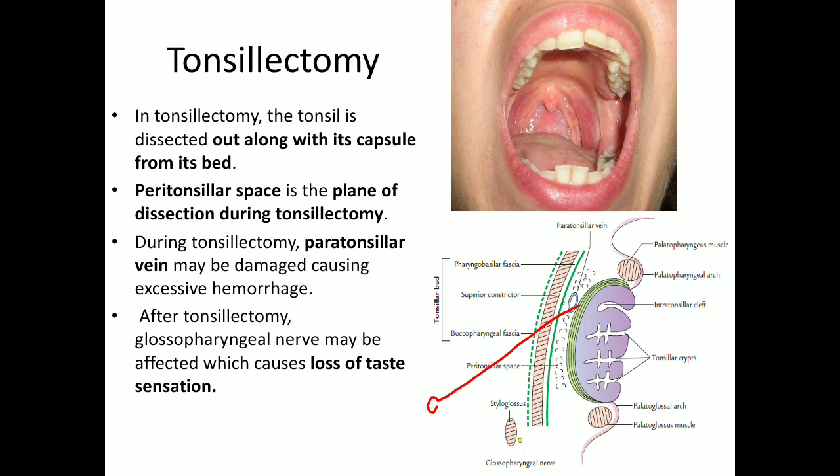So if there is excessive hemorrhage after tonsillectomy or during tonsillectomy, the blood is coming from the paratonsillar veins, and sometimes after tonsillectomy there may be loss of taste sensation from the posterior 1/3 of the tongue. Why is this so? If there is injury to the glossopharyngeal nerve, we can see that the glossopharyngeal nerve is related to the lateral surface of the tonsil. So if it is injured, then there may be loss of taste sensation from the posterior 1/3 part of the tongue.